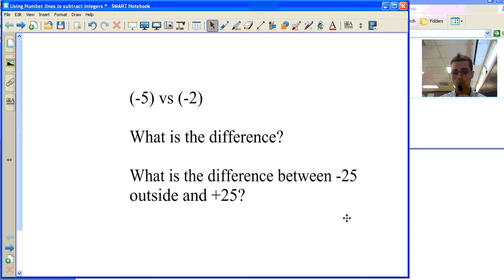And again, what is the difference between -25 outside and +25? If today it was -25 and tomorrow's +25, what was the temperature increase? You'd say it went up 50 degrees. So we are looking at how to subtract integers using a number line. Let's go to the next slide.